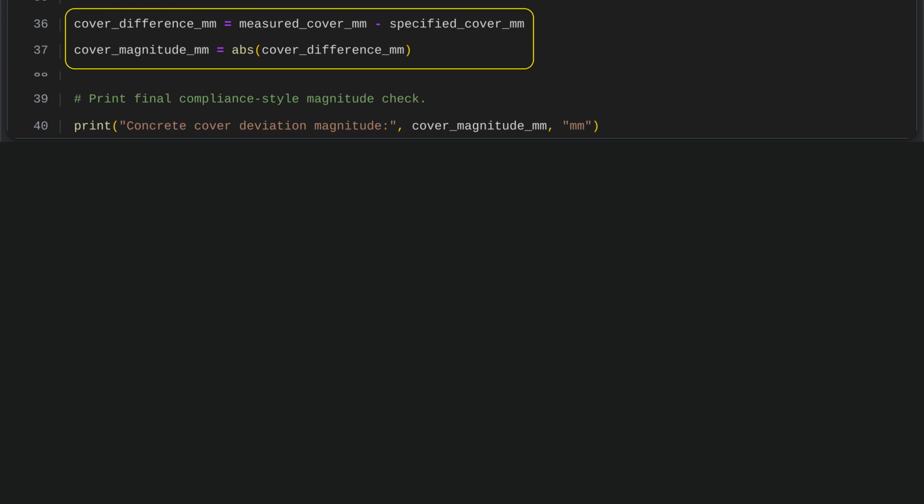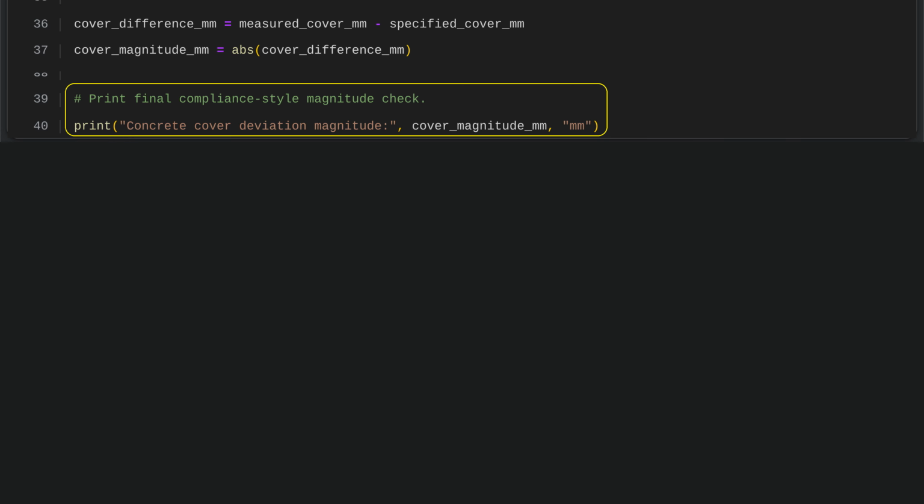Calculate the sign deviation by subtracting the specified concrete cover from the measured cover, showing whether the cover is above or below the requirement. Then take the absolute value to find only the size of the difference, which is what matters for checking compliance. The code reports the size of the concrete cover deviation as a compliance check. It ignores whether the cover is too high or too low, focusing only on how large the error is compared with the acceptable limit.